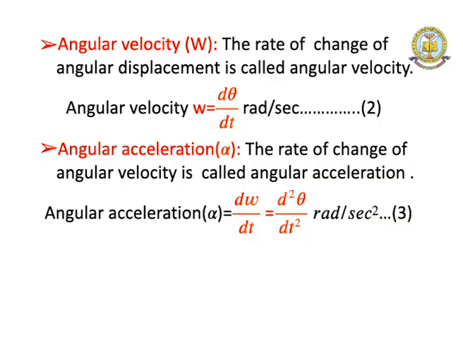So theta is equal to s by r, the angular displacement. Angular velocity is the rate of change of the angular displacement, omega equal to d theta by dt. Again, angular acceleration has the symbol alpha. Alpha is the rate of change of the angular velocity, that is d square theta by dt square, in radians per second square. These are the kinematic relations.